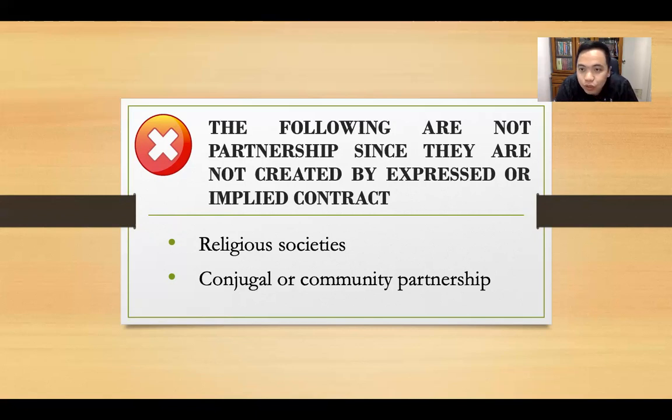Number one, religious societies. For example, class, Youth for Christ, Couple for Christ. These are religious societies. Are they considered a partnership? Because, class, there is also a contribution there, right? In the form of donation. When you give your offering, is this in the form of a capital contribution or a contribution in the form of money? Class? Answer.